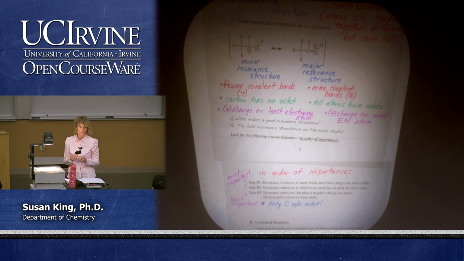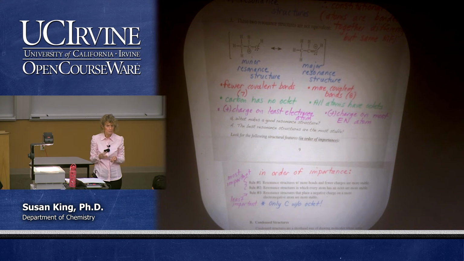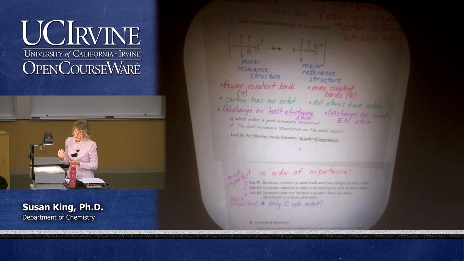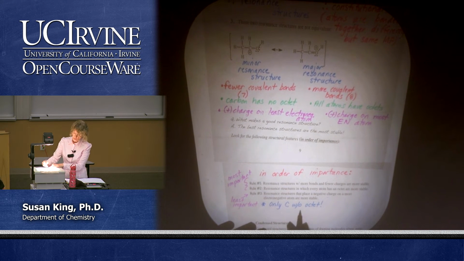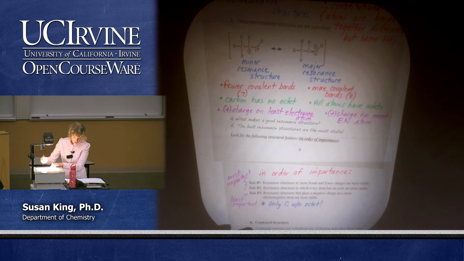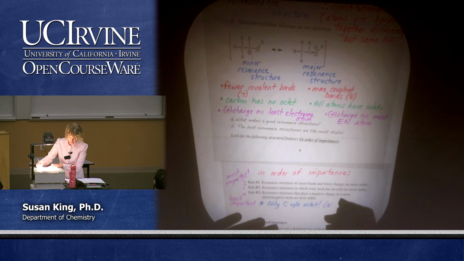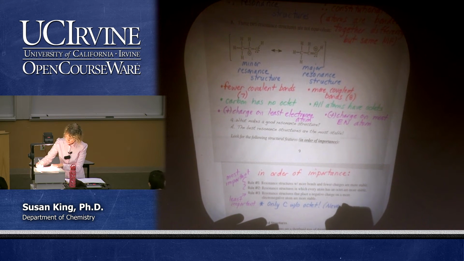So although it looks upsetting to have carbon without an octet, by the time you get through organic chemistry, you're not even going to notice when you have carbon without an octet, because we use carbon without an octet as a reactive intermediate. So when you're drawing resonance structures, it's okay to have carbon without an octet. But we never want to have oxygen, nitrogen, or halogens without an octet.